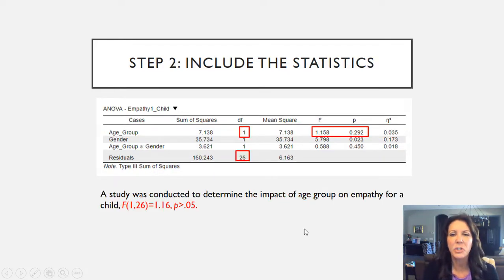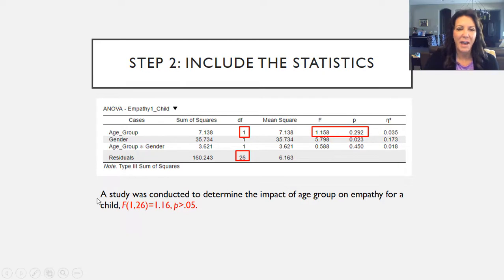The second step is to include the statistics. So I've given you an example of how to do that. We have F in parentheses with the degrees of freedom. So I have degrees of freedom of 1,26 equals my F of 1.16. I've got that right there. We're going to format the F statistic to 2 decimal places. Make sure you do that. A comma, then p is greater than 0.05 because it's 0.29, that's greater than 0.05. So that is how I'm going to write my statistics.